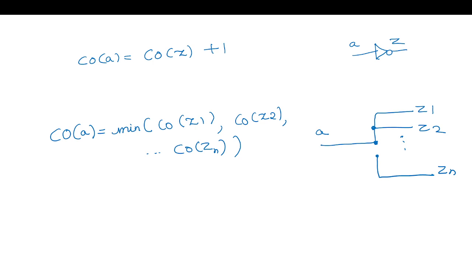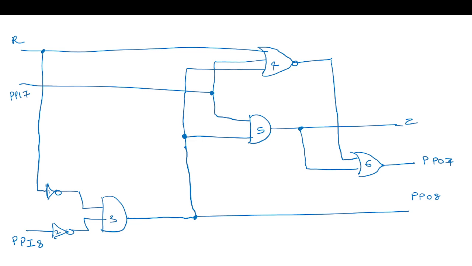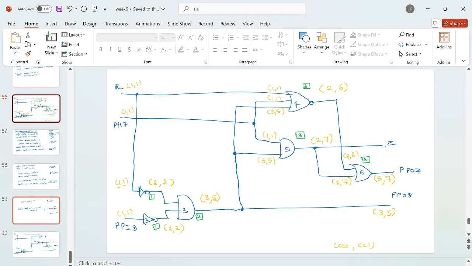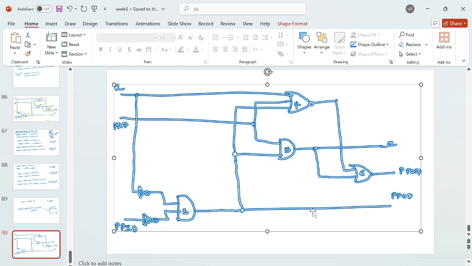So with this, can we go for the example? Any doubts? Okay, I wanted this one, not this circuit.